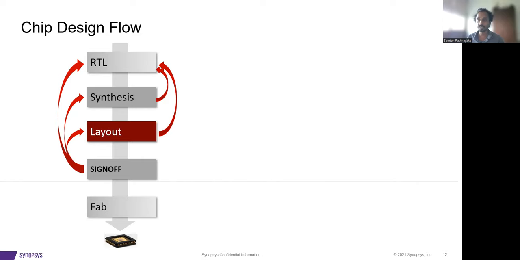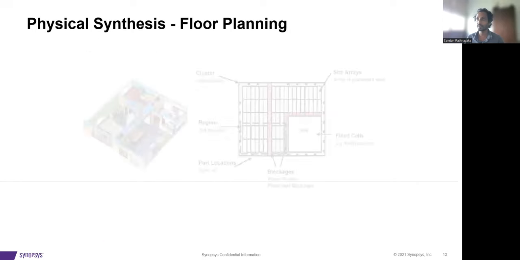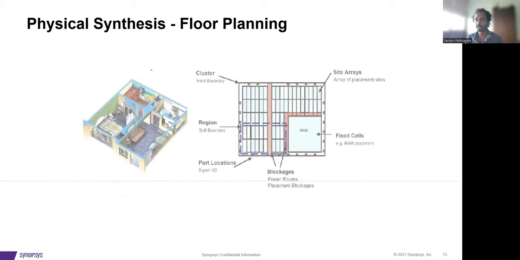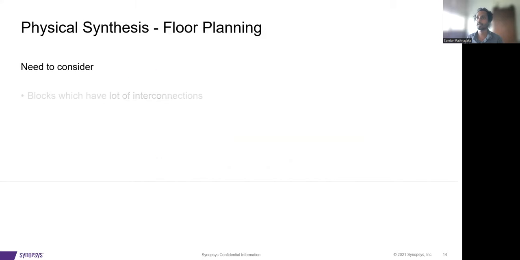But still engineers can guide. People can define areas, like this module should come in this area. This module has pins connecting to the outside world, so it should come to the boundary. For example, we can mark that this is a RAM, and there will be a lot of connections, so don't place any component in the vicinity. We can add some blockages to keep allocations for the routing. Similarly, we can guide in some ways, but the tools can automate the rest. Okay.